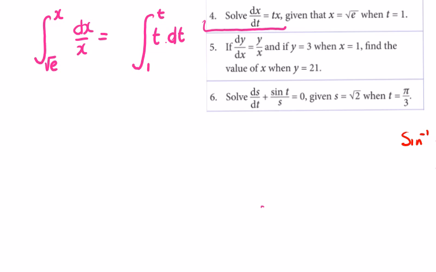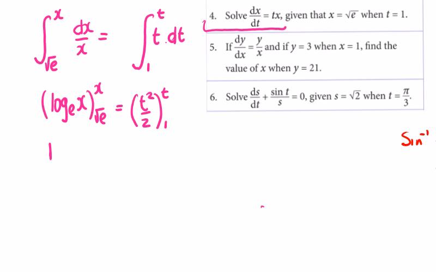So we're going to integrate 1 over x to get the log of x to the base e. And we have x and root e will be equal to t going to t squared over 2 between t and 1. So we're going to get the log to the base e of x minus the log to the base e of root e will be equal to t squared over 2 minus 1 over 2.